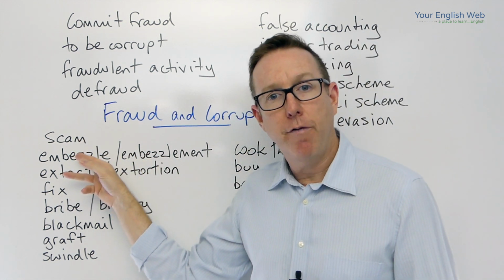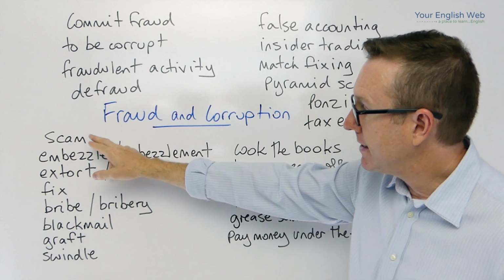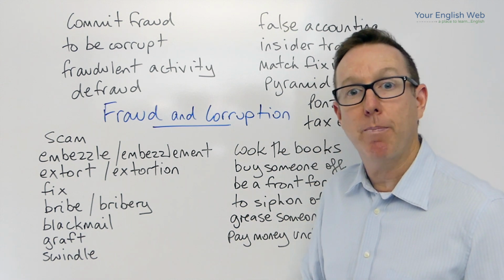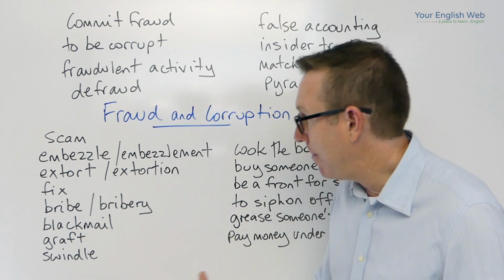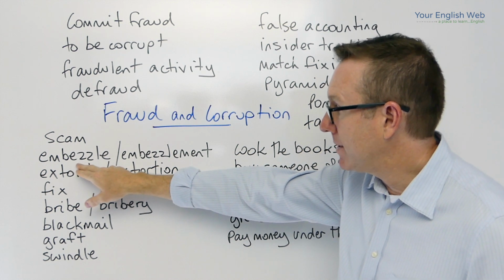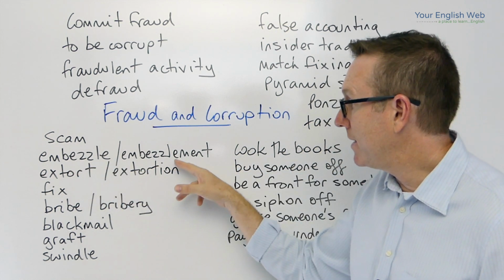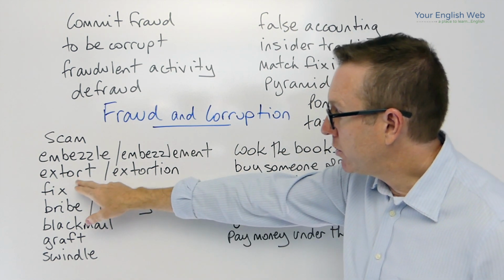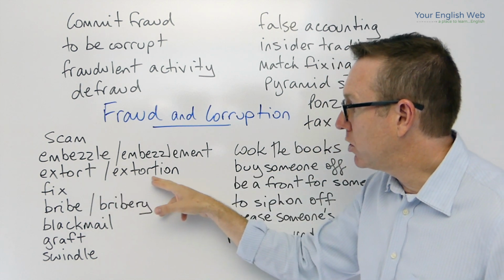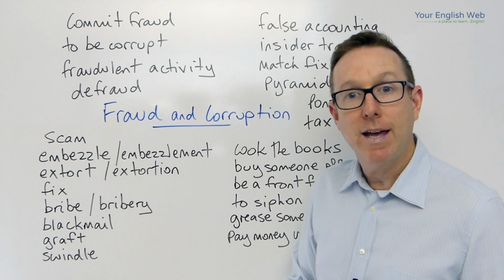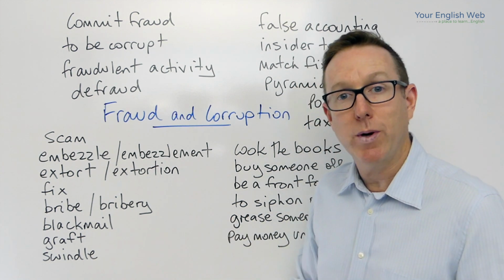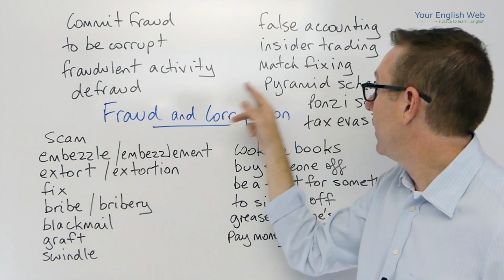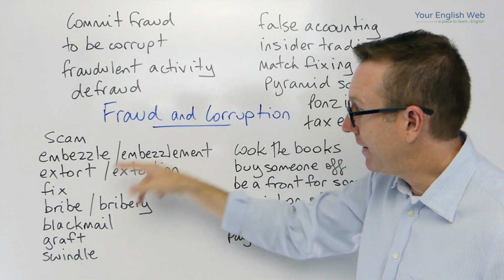Now, different types of fraudulent activity. We can have a scam, okay? A scam. A scam is a type of illegal activity where people end up losing money. There's a scam. Maybe somebody embezzles money or commits embezzlement where they steal money illegally from a company. Maybe they try to extort or commit extortion where they try to get money illegally from somebody. You try to extort money from that person. Maybe you try to fix the result of something, as we saw here with match fixing.